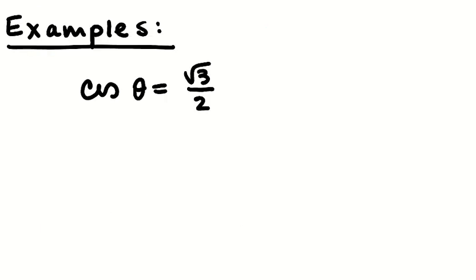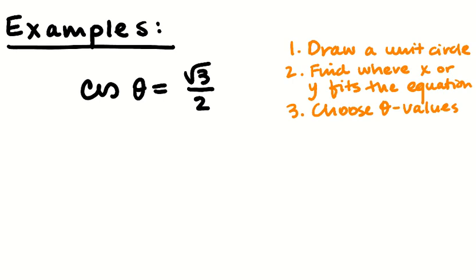All right, here we have cosine theta equals root 3 over 2. This is a very typical example. The steps I'll tell you to take are: 1, start by drawing a unit circle. Then draw a dotted line to find where x or y fits the equation. In this case, cosine is root 3 over 2, so we're going to find where x is root 3 over 2. And then we'll choose out the theta values. So first thing I'm going to do is draw a unit circle.